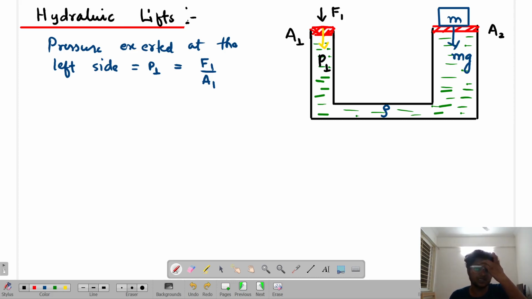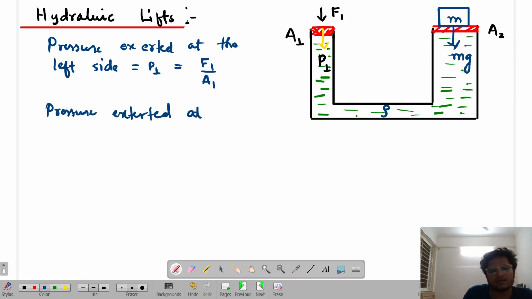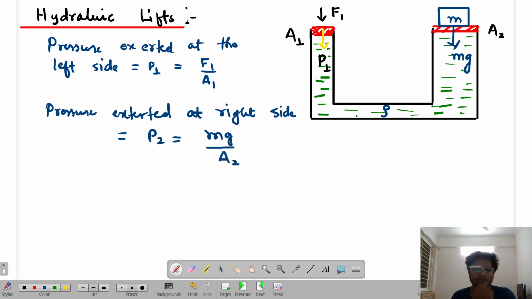Similarly, now you can think that this body, I want to lift this body, isn't it? So on the right hand side, there is a pressure which is also applied. So the pressure exerted at the right side is equal to P2, and that will be equal to the force which is mg by area of cross section A2, or not. Yes, this is my P2, isn't it?